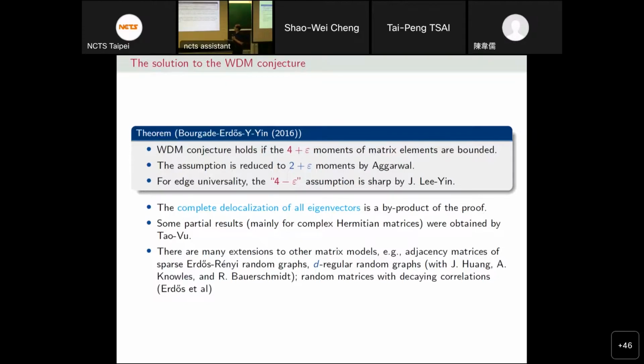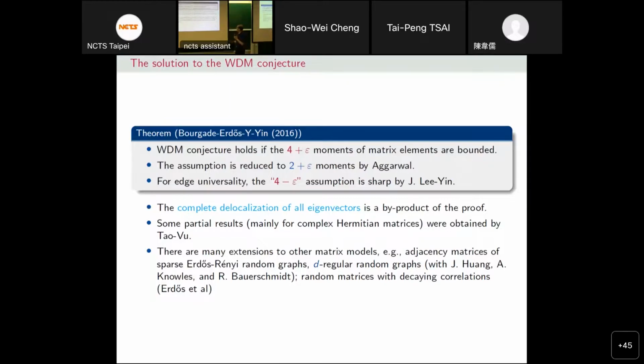And so the Wigner-Dyson-Mehta conjecture was proved to be correct, if we just assume the matrix elements have second moments and the other conditions. If you assume the matrix elements have second moments, then this conjecture is correct.